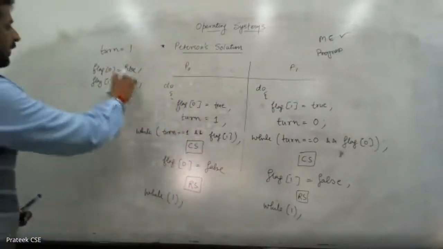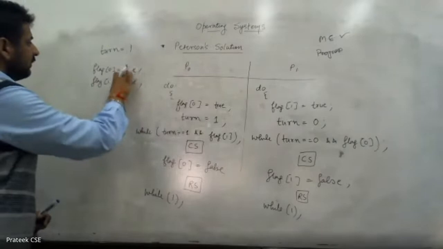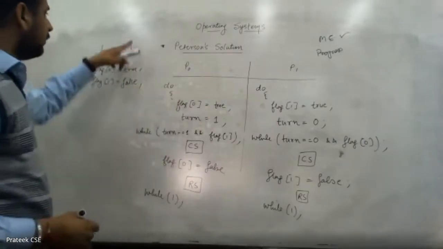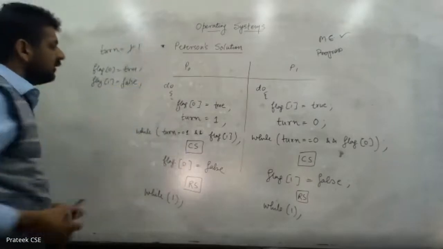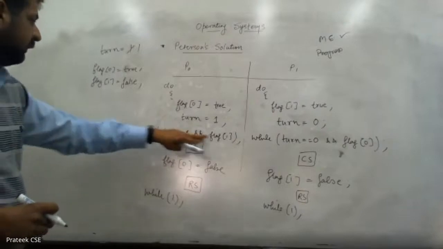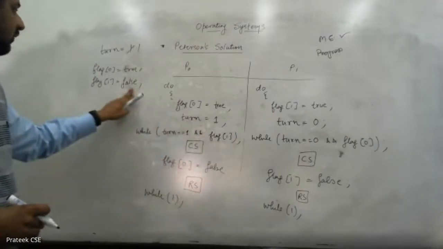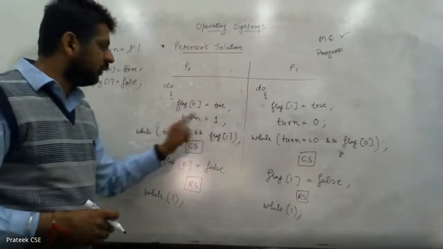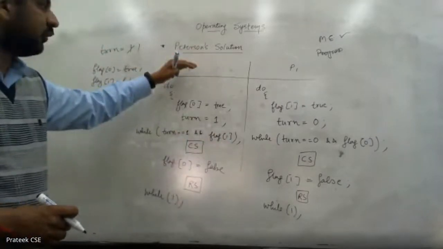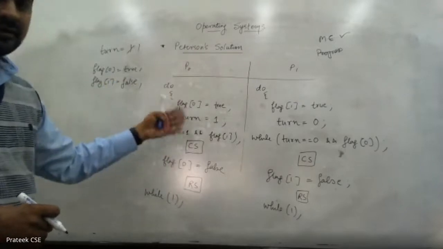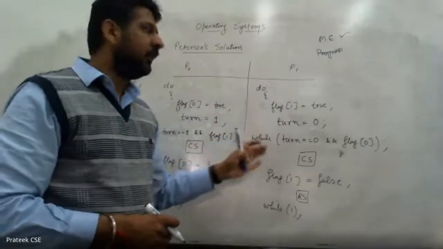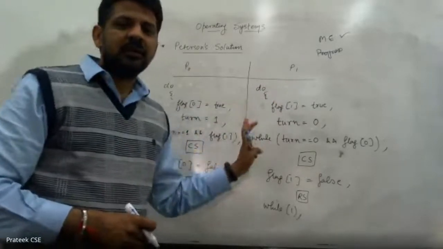So again P0 will set this value of flag of 0 equals to true and turn is already 1, so turn को update करके 1 करेगा, already 1 ही था. Now while turn is equals to 1, true है, flag of 1 अभी भी false है, so true and false will be false, so there will not be any problem for process P0 if process P0 wants to enter again and again while P1 is not interested, so there will not be any issue. P0 can enter any number of times.